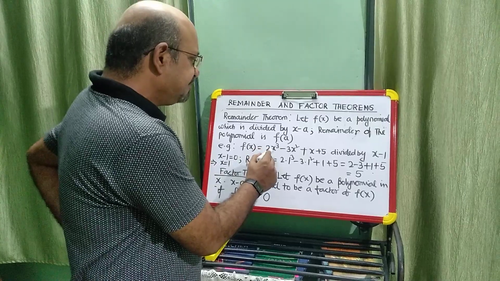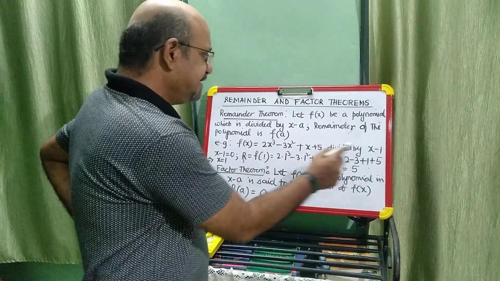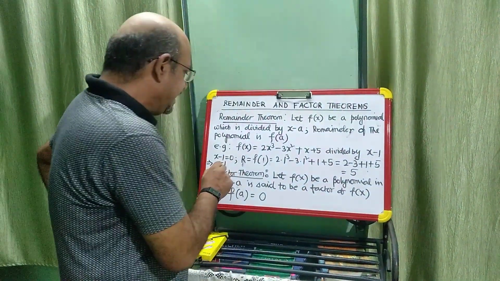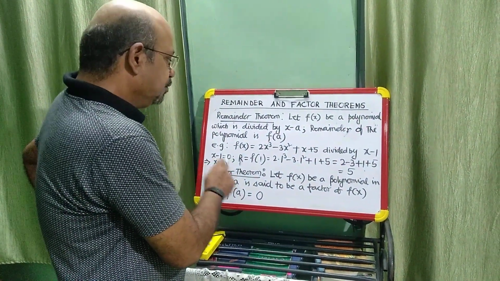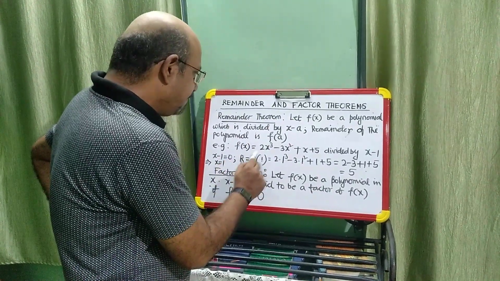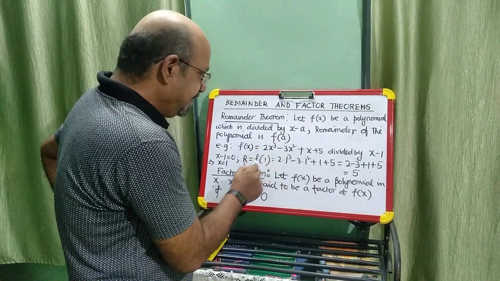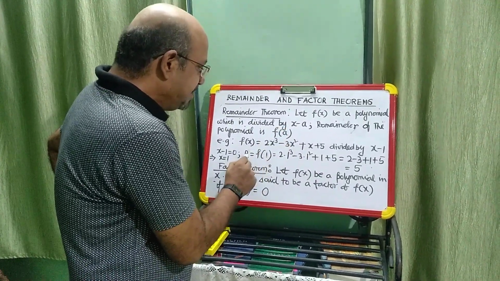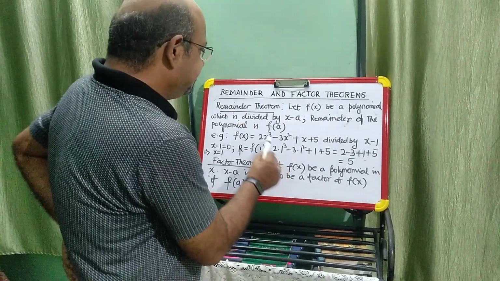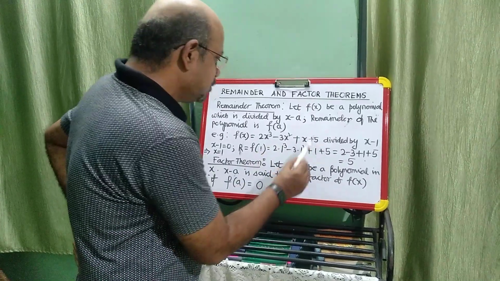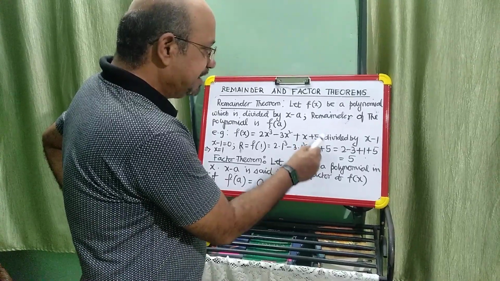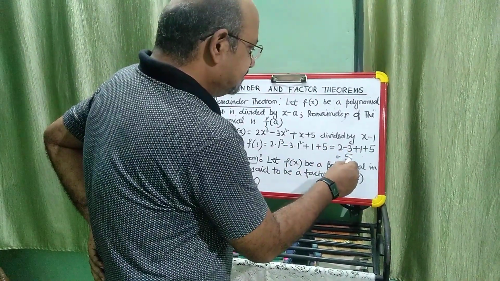f(x) = 2x³ − 3x² + x + 5 is to be divided by x − 1. First I make x − 1 equal to 0 and get the value of x as 1. So according to the statement of the remainder theorem, the remainder is equal to f(1). Remainder is equal to f(a). Here a is 1. Remainder is equal to f(1), and we get the value of f(1) by substituting x = 1 in this expression, which gives you 2 × 1³ − 3 × 1² + 1 + 5, which when we simplify comes to 5.